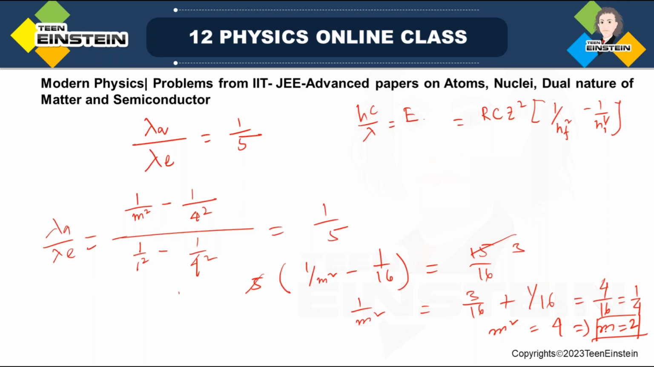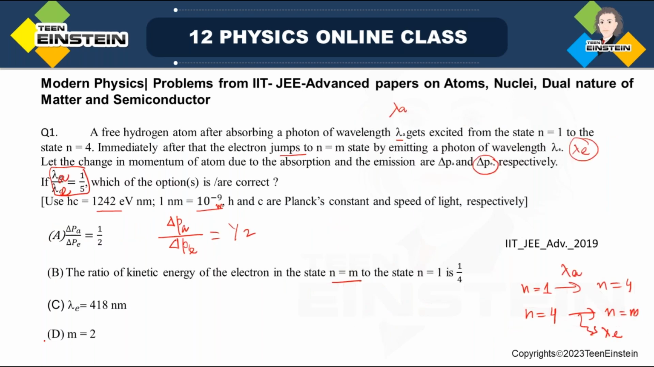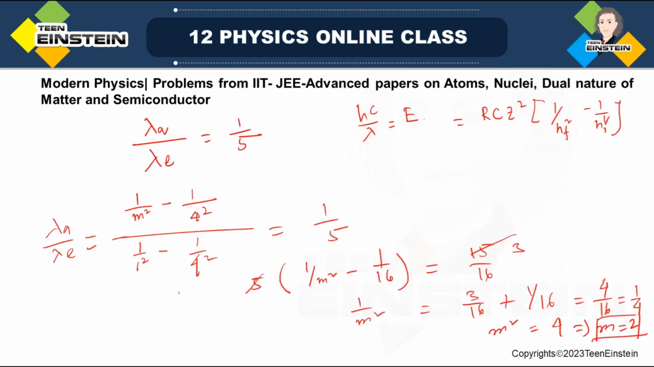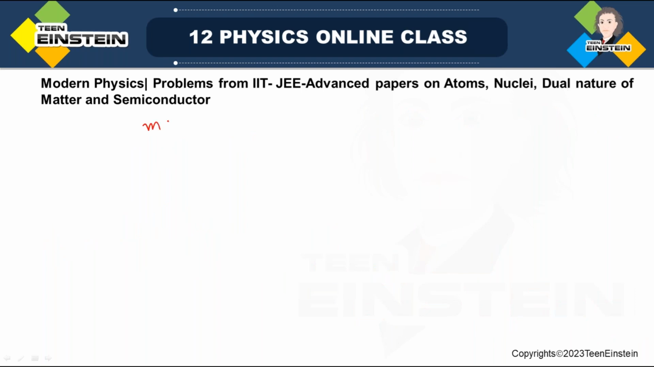So this was one option. You can see option D, m is equal to 2, that is correct. Okay. So now if we put the value of m, then finding this lambda e will not be very difficult. So we have got m is equal to 2. So we know lambda a by lambda e is 1 over 5. So from here directly we can get 5 into lambda a. So what is the lambda a?